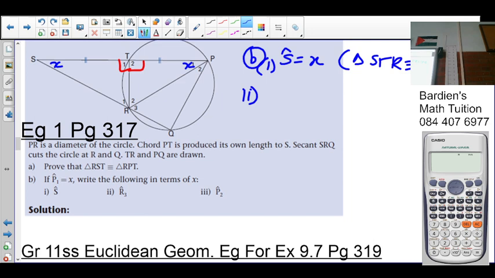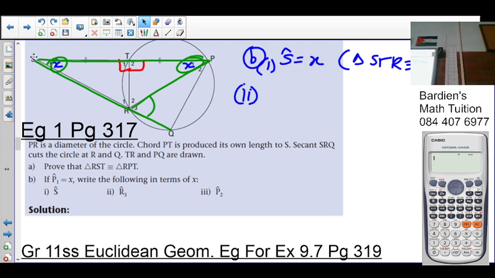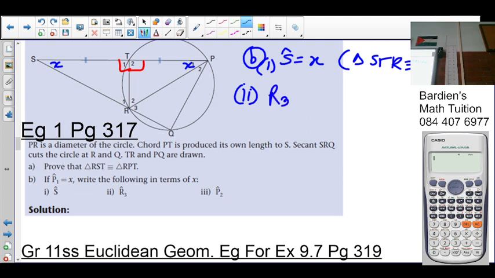Number 2. It says R3. I'm going to calculate R3. Exterior angle of a triangle. You all agree with that? Nice. Well spotted. Can you see that, people? So R3 is equal to x plus x. So R3 is equal to 2x.